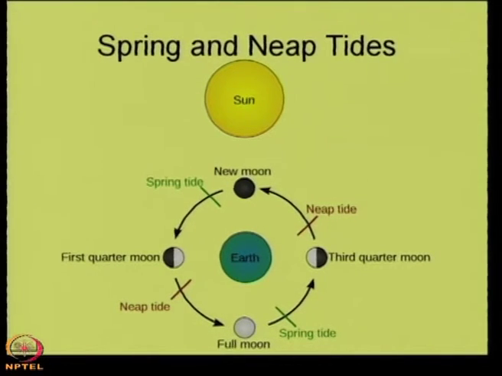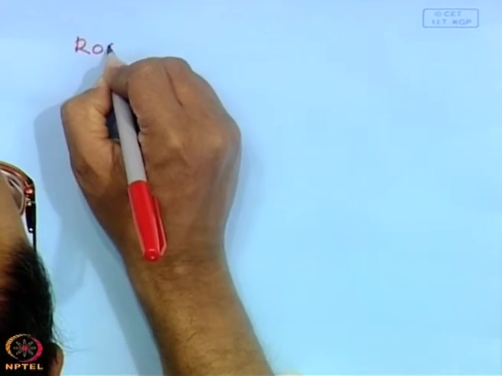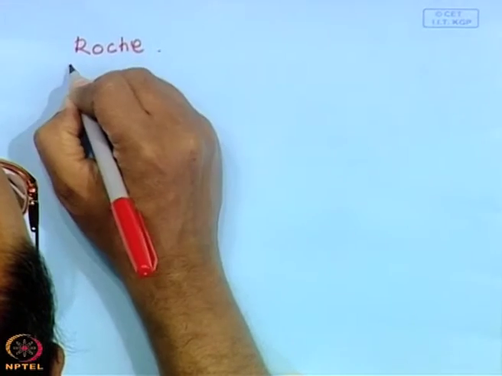So, we have learned how the moon causes tides on the earth, but these tidal forces are quite ubiquitous. Let me discuss another phenomenon where tides could be important. This is an issue that was first looked at by Roche.